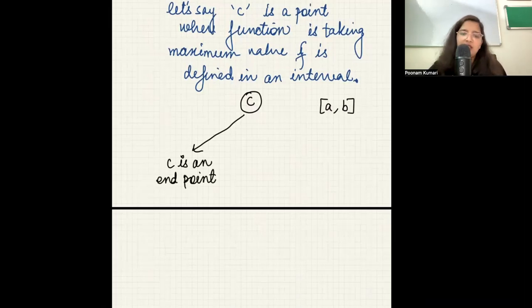right? That is the first thing. Or what kind of properties might C have? If it's not an end point, it is something which is interior of this interval. C is an interior point, right?